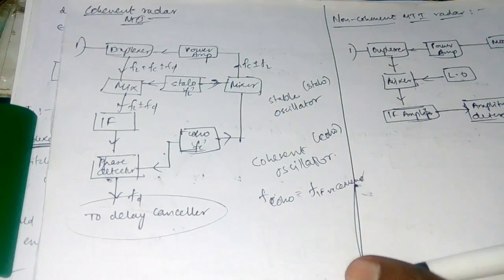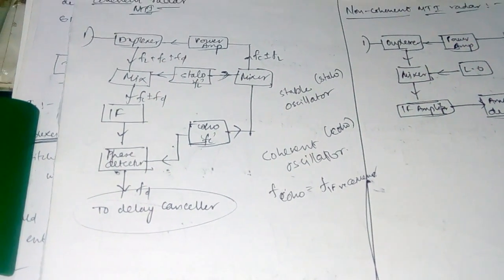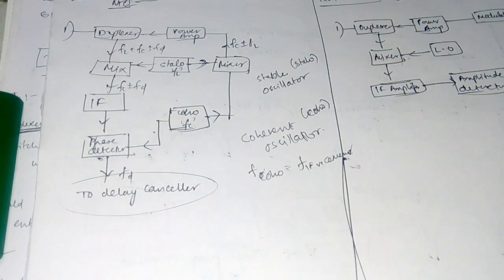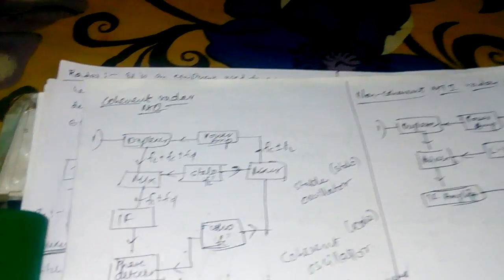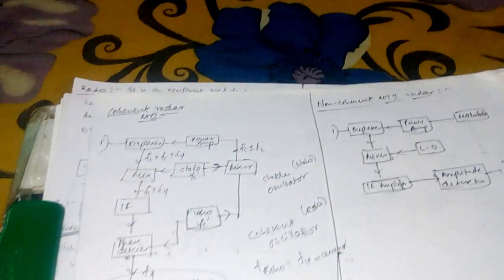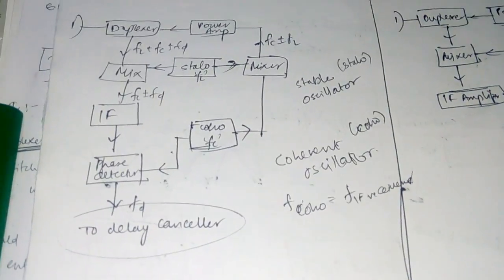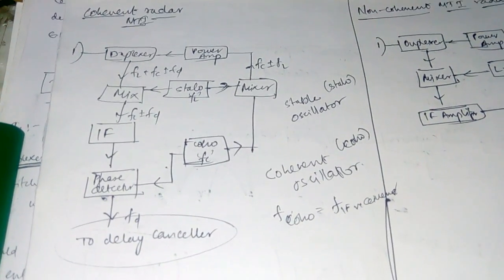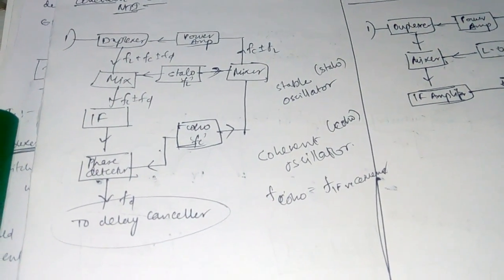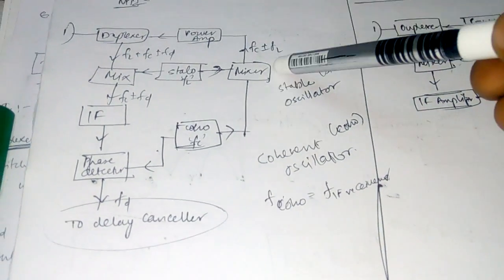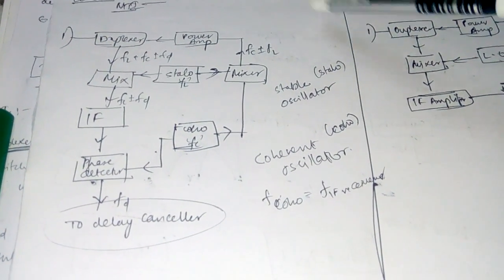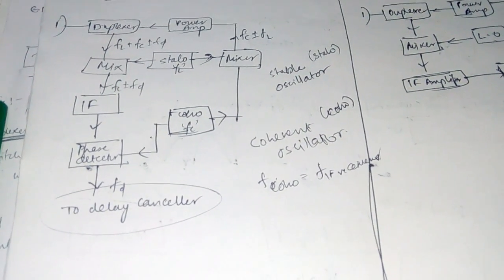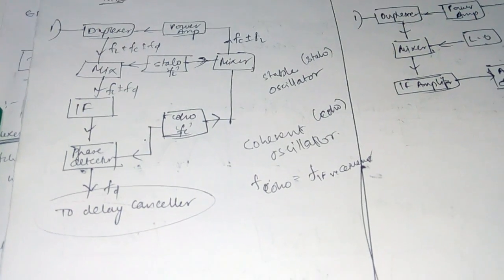Now these two are mixed and Fc plus FL is given to the power amplifier. The duplexer acts as a transmit-receive switch. At the time of transmitting it won't allow the receiver to pass, and at the time of receiving it won't allow the transmitter to interrupt, so that it maintains isolation between transmitter and receiver for power reasons. Now Fc plus FL is given to the power amplifier, thereby to the transmitter, and from there it is radiated into space.